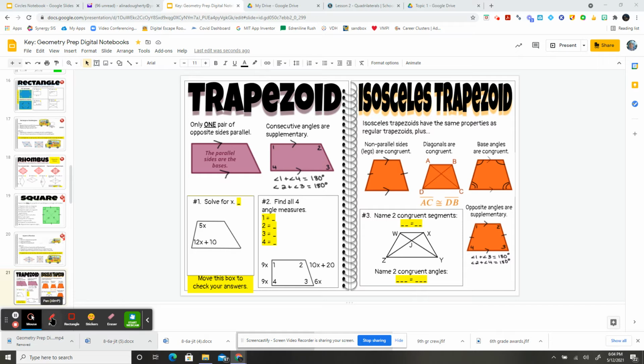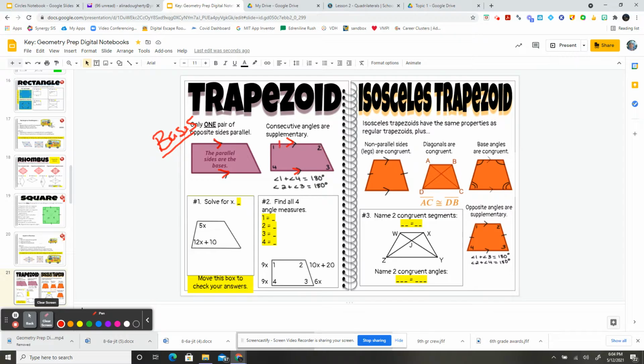Trapezoids are our final part of the quadrilateral family. Remember, trapezoids can never, ever be parallelograms. They only have one pair of sides that are parallel, and those are called bases. So the one pair of opposite parallel sides are called bases.